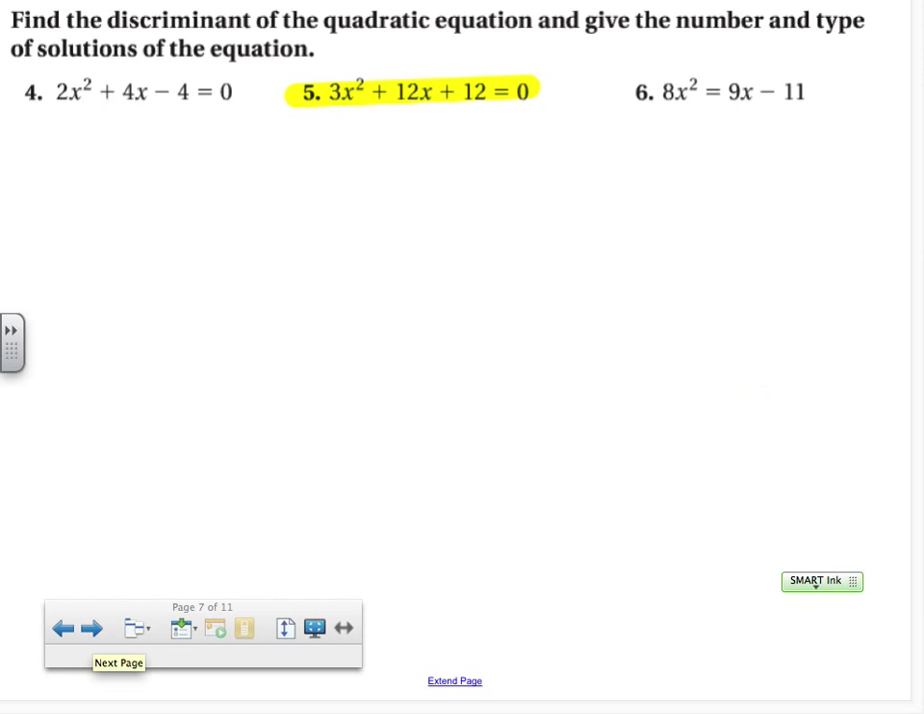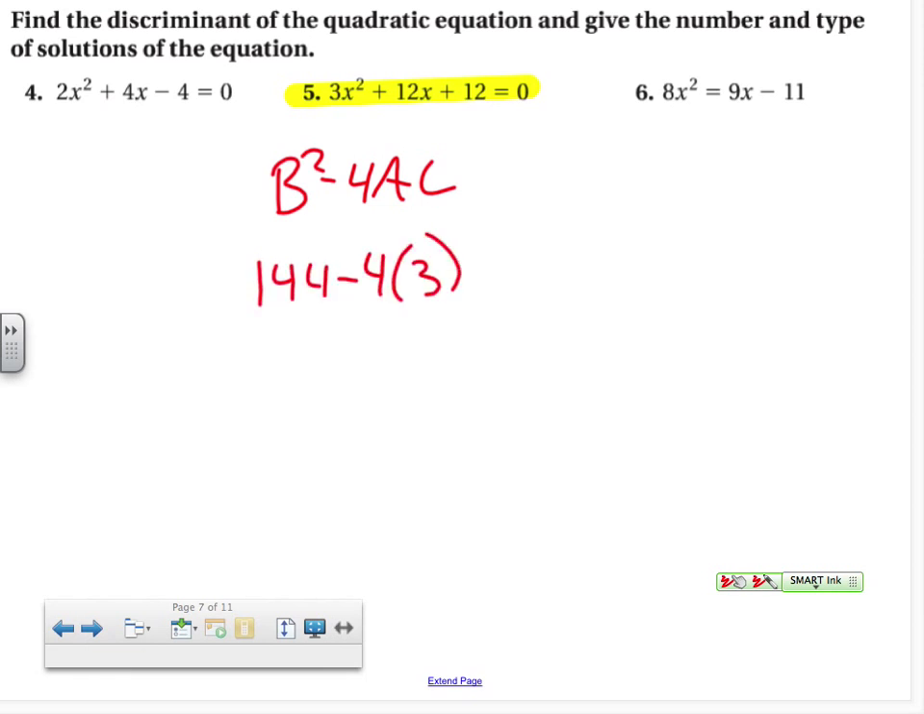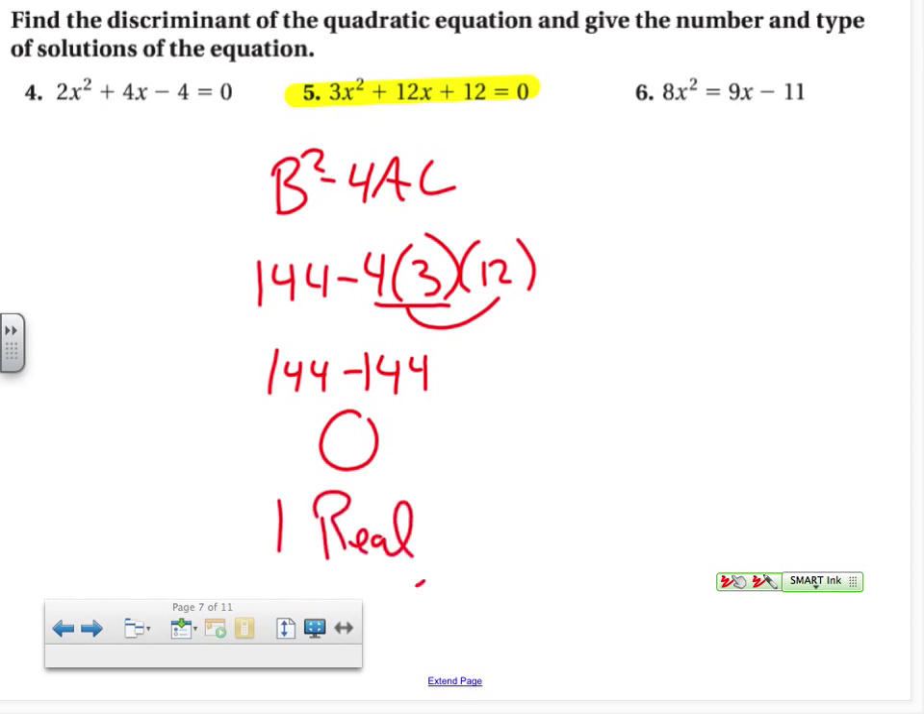Pause and wait. All right, so our discriminant, b squared minus 4ac. B is 12. 12 squared is 144. A is 3. C is 12. 4 times 3 is 12. 12 times 12 is 144. So we got 144 minus 144, which is 0. So there's 1 real solution, which is a double solution. You do not need to say that. You just need to know that's a double solution. That distinguishes that it's at the vertex as opposed to off at different points of the parabola.